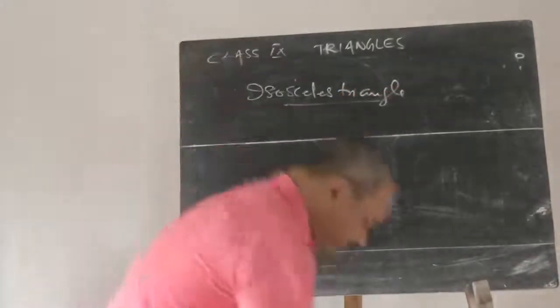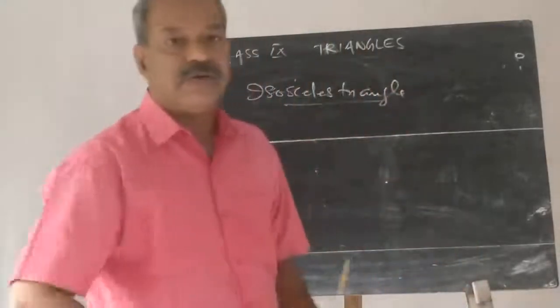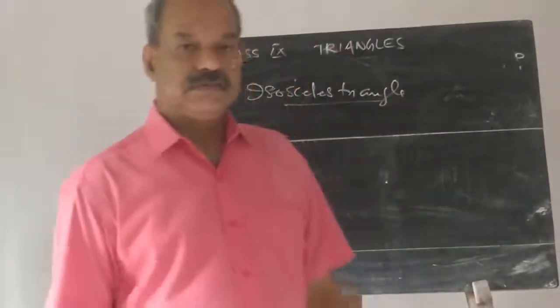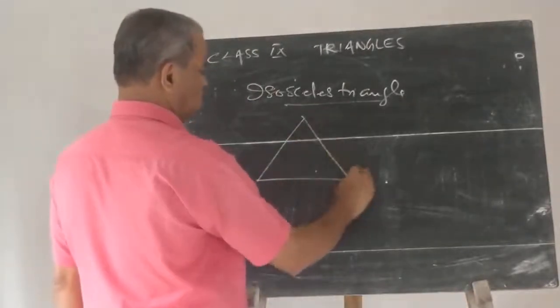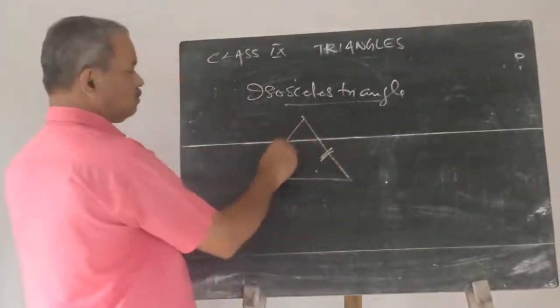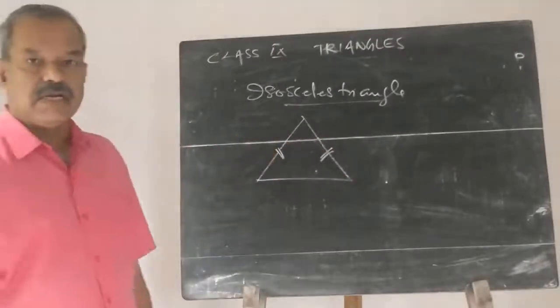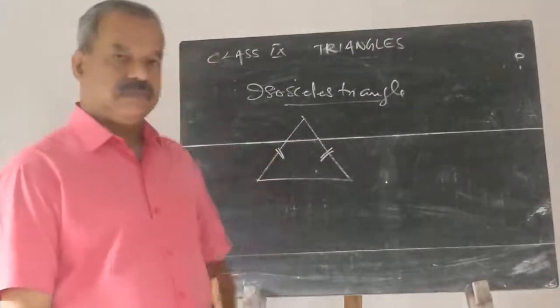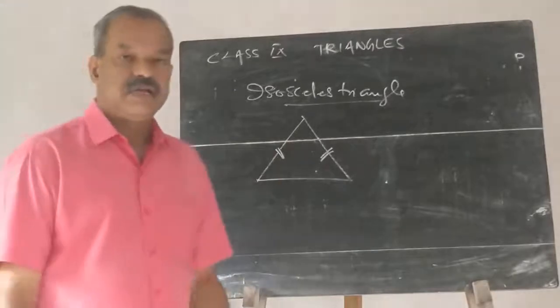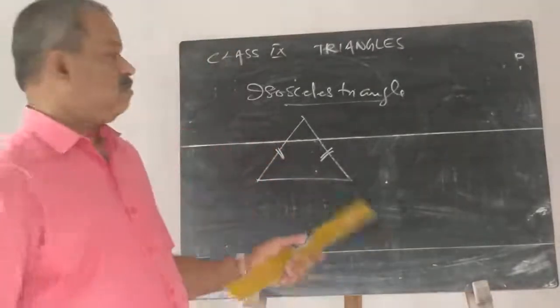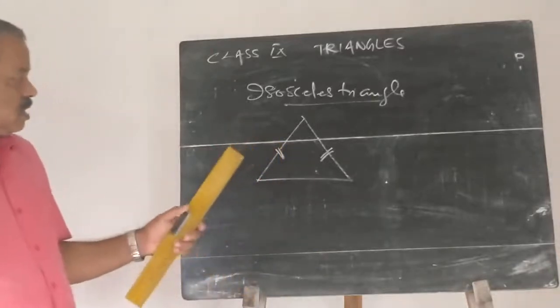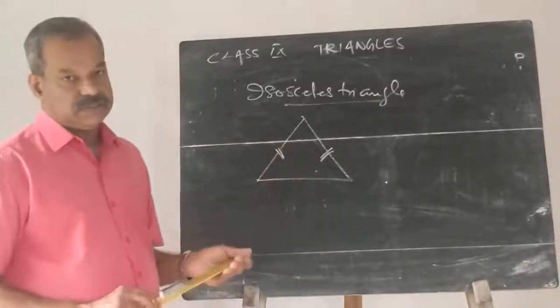Isosceles triangle. What do you understand by an isosceles triangle? A triangle in which any two sides are equal. Such a triangle is called an isosceles triangle. If all the sides of a triangle are equal, then what is it? It is an equilateral triangle. Now, we are going to see the property of an isosceles triangle.